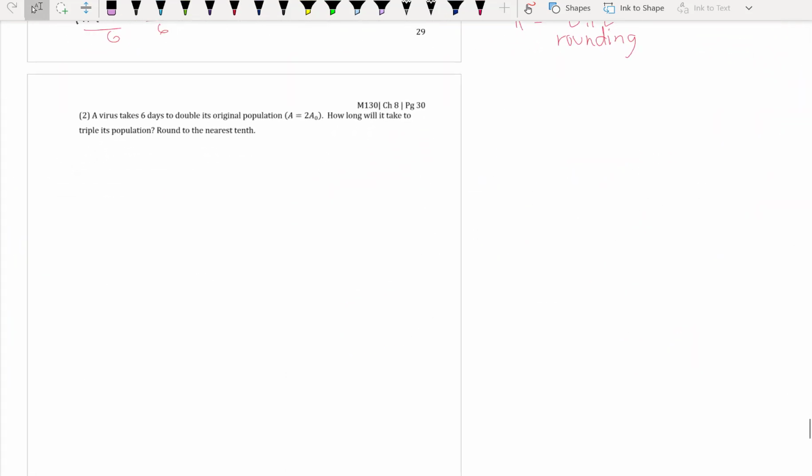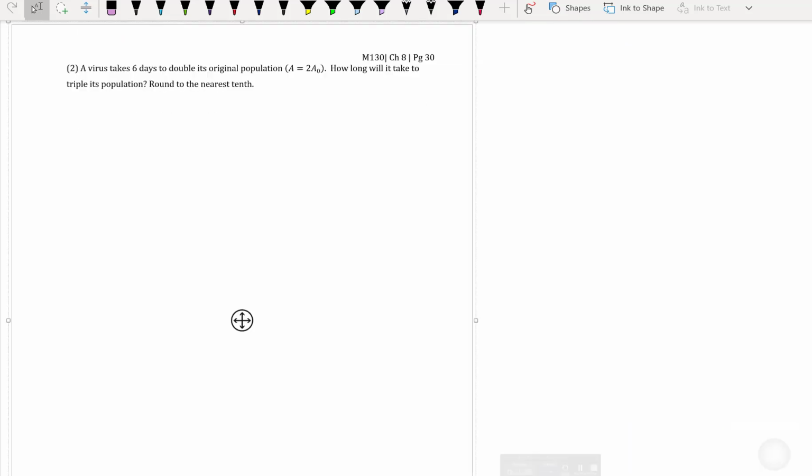So now I can go back to number 2. For number 2, we're still using that formula that A is equal to my initial amount times e to the r times t power. Here they gave us the clue what A is already equal to. So my A here is equal to 2 times my A naught. And it says a virus takes 6 days to double its original population. So 6 days is going to be my time.